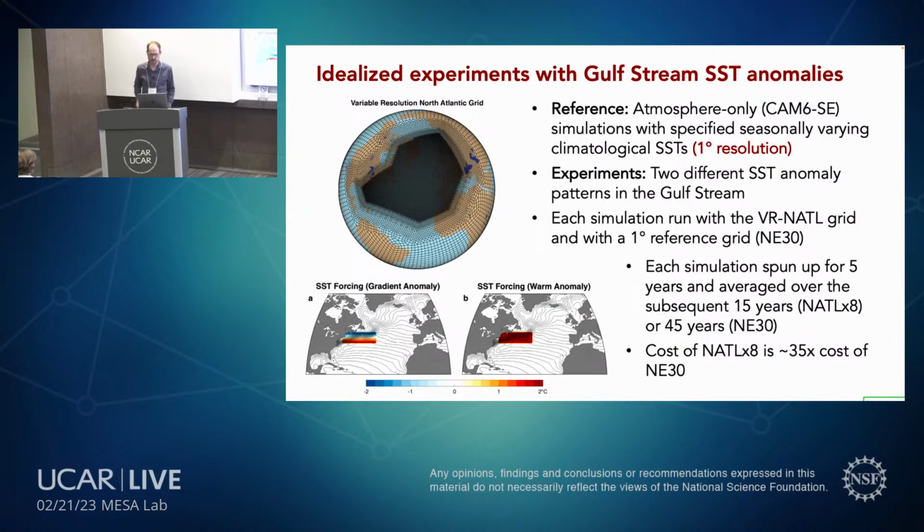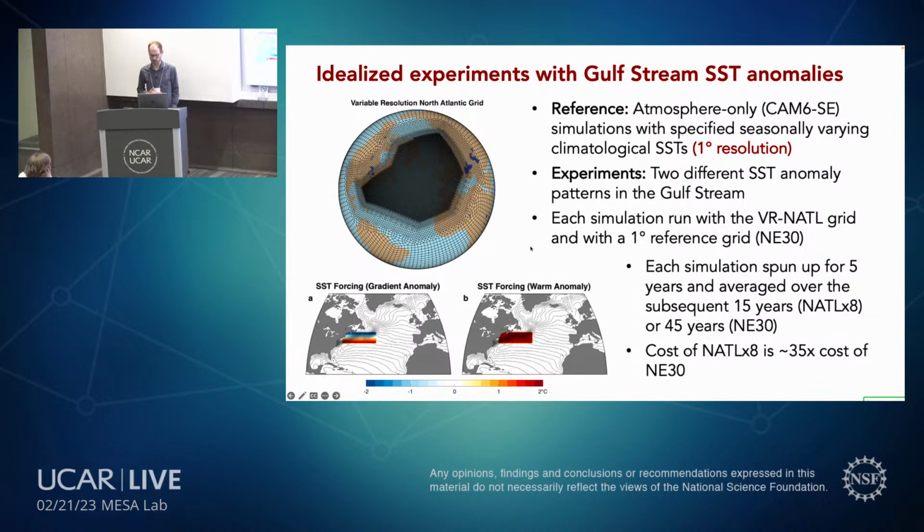And so then the simulations I'm going to show are basically a reference simulation with climatological seasonally varying SSTs. And important to note here, I'm still keeping the SSTs at 1 degree resolution. So I'm only changing the resolution of the atmosphere and seeing what influence that has. Then the two experiments I'm running are shown in the bottom here. They're both SST anomalies in the Gulf Stream region. One is an SST gradient anomaly with warm in the south and cold in the north. And one is just a square patch of warm SSTs, raising the temperature by 2 degrees Celsius throughout the whole region.